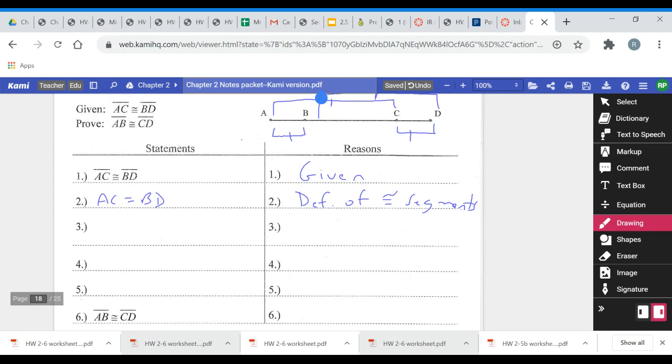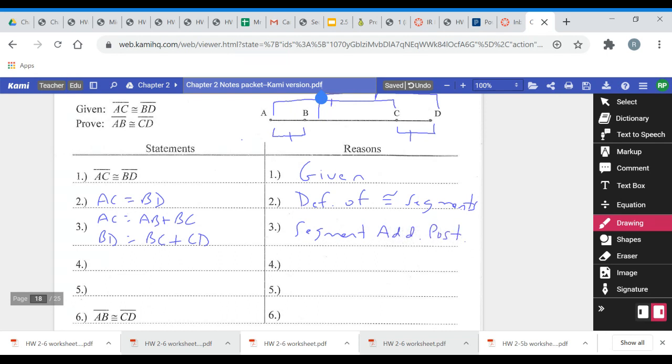Okay, from there, I can see that I can use segment addition postulate here. Remember, again, two little pieces add up to the whole piece. And so I can say that AC is equal to AB plus BC. I also can say that BD is equal to BC plus CD. Okay, so again, the two little pieces add up to the big piece, and that is segment addition postulate. That is a reason that gets used a lot as well.